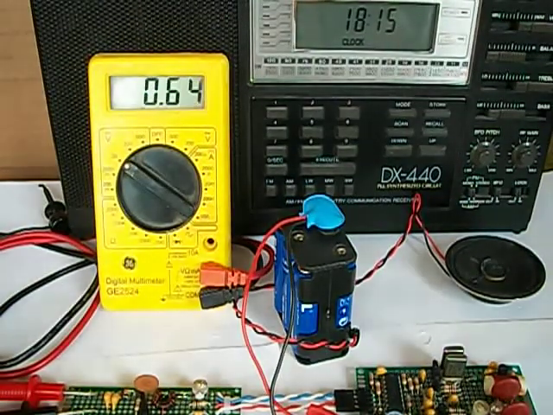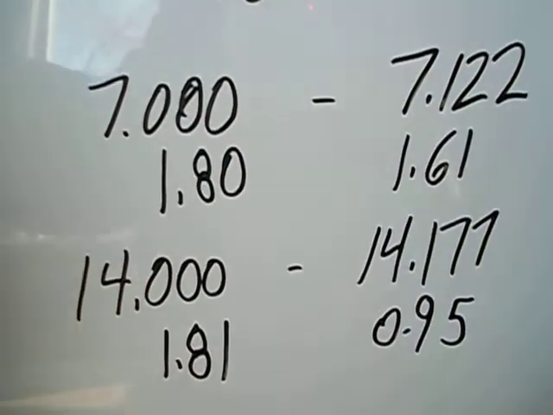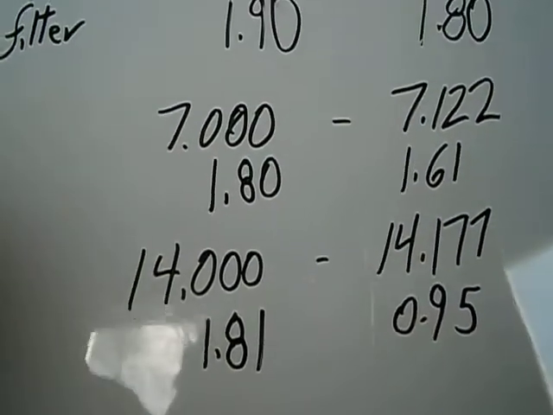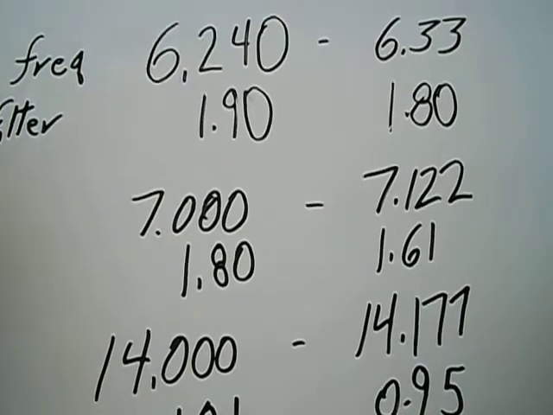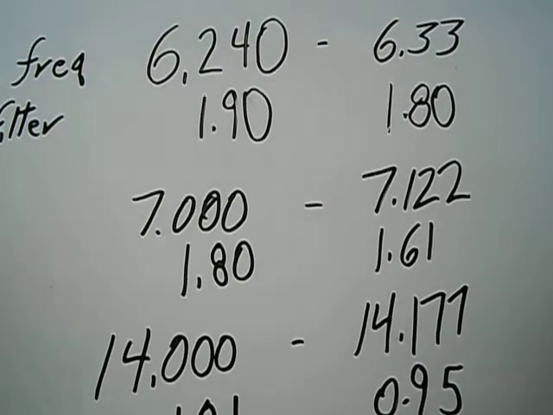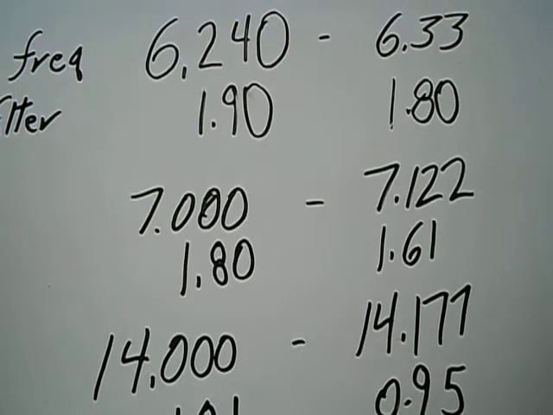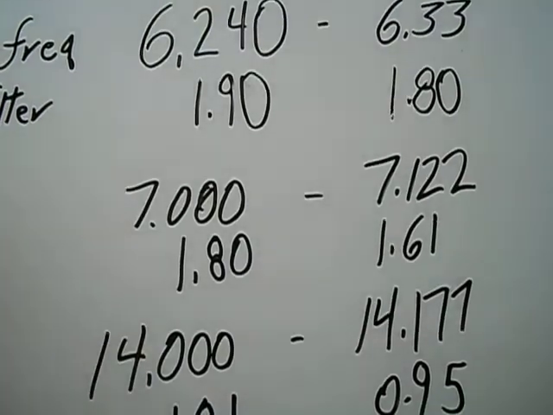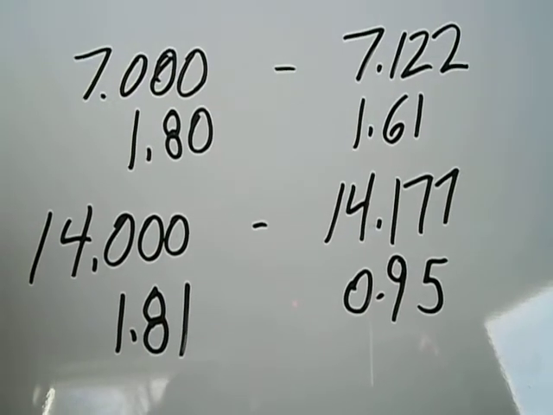Now during my testing, I found these are the frequencies and tuning ranges that I was able to get. The tuning for the 6 megahertz was 6.24 to 6.33, and the number below is the filter amplitude. The 7 megahertz I was able to get to 7.122, and the 14 megahertz I was able to tune up to 14.177.